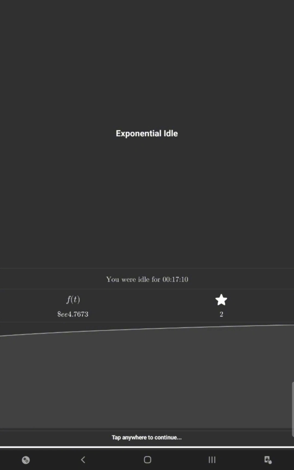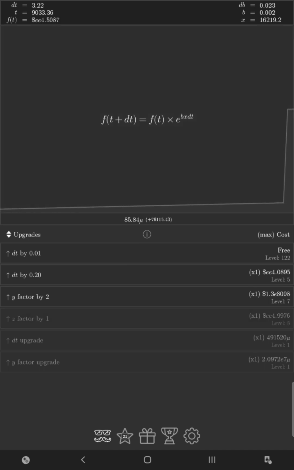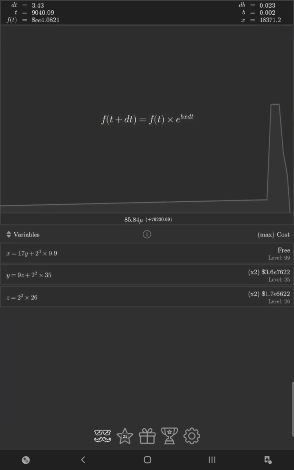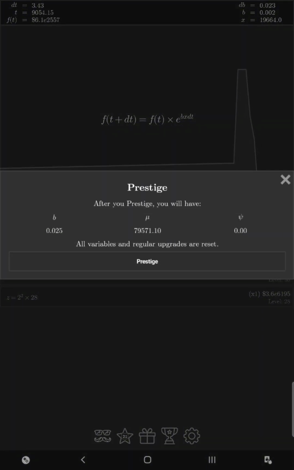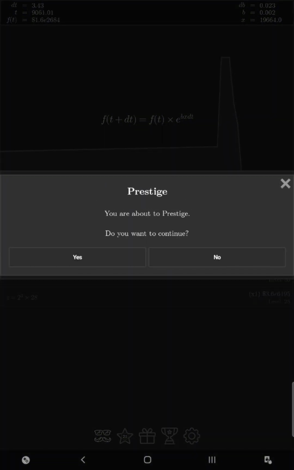And now we can see the screen, which is just how much we idled for, and now we have this amount of money. We're just gonna buy more upgrades, and we're probably going to prestige again because we can actually get more of those.